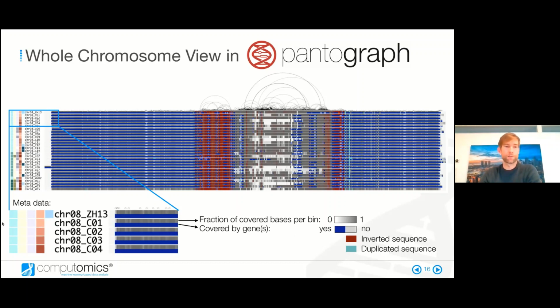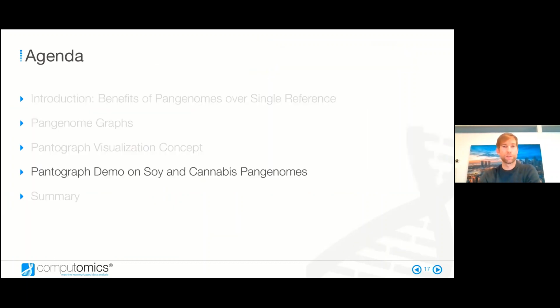And I mentioned Pantograph was designed so that we can associate traits with genetic diversity. So Pantograph allows the inclusion of a lot of metadata, user-defined metadata, which is shown as a heat map in front of the genome names. And so let's jump into a live demo.